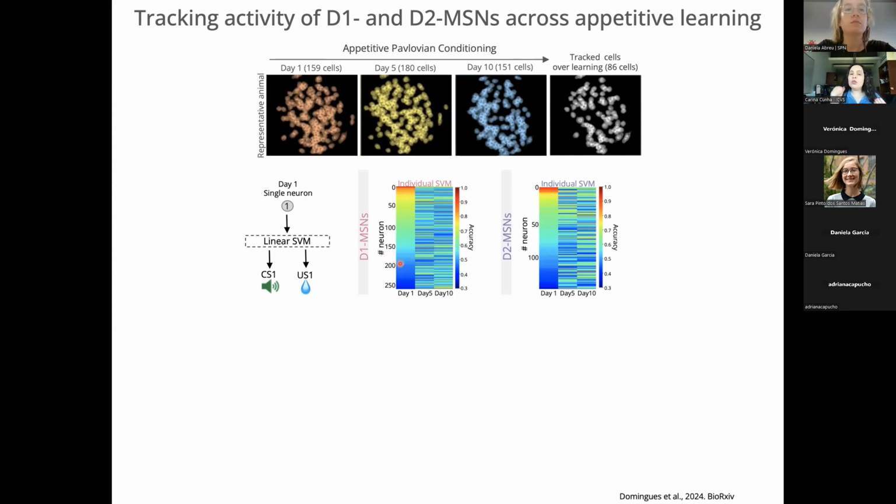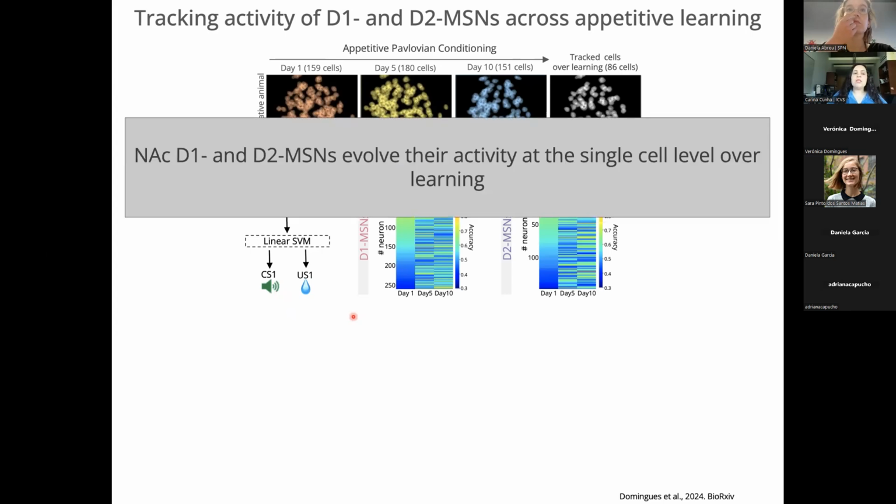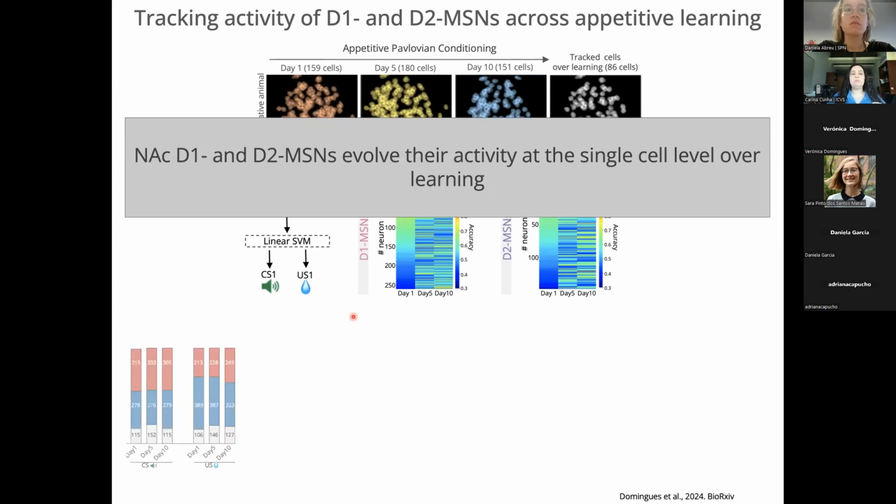And then if we follow the accuracy from day 1 to day 5 and to day 10, we see that even the neurons that had a good accuracy in the first session lose it, and other neurons begin to be better at distinguishing the cue from the reward. So this seems to show that both of these populations evolve their activity, or drift their activity, at the single cell level for learning to occur.